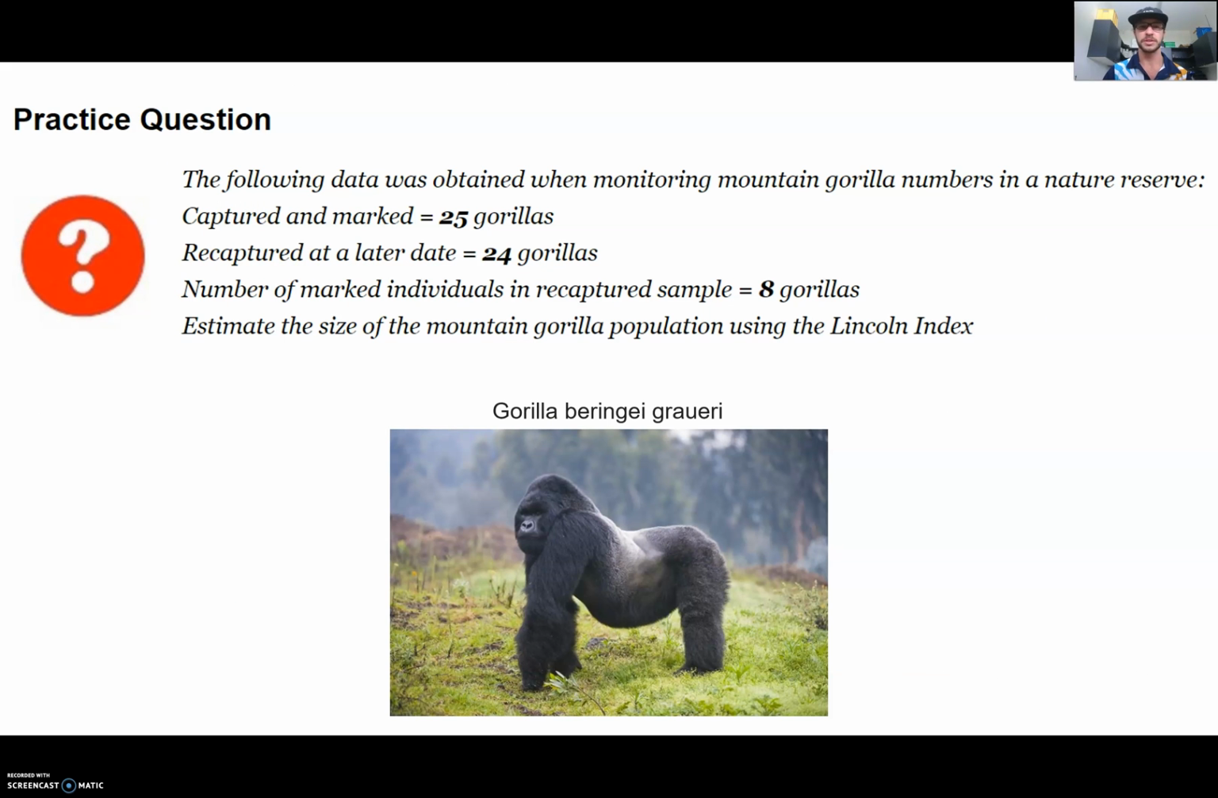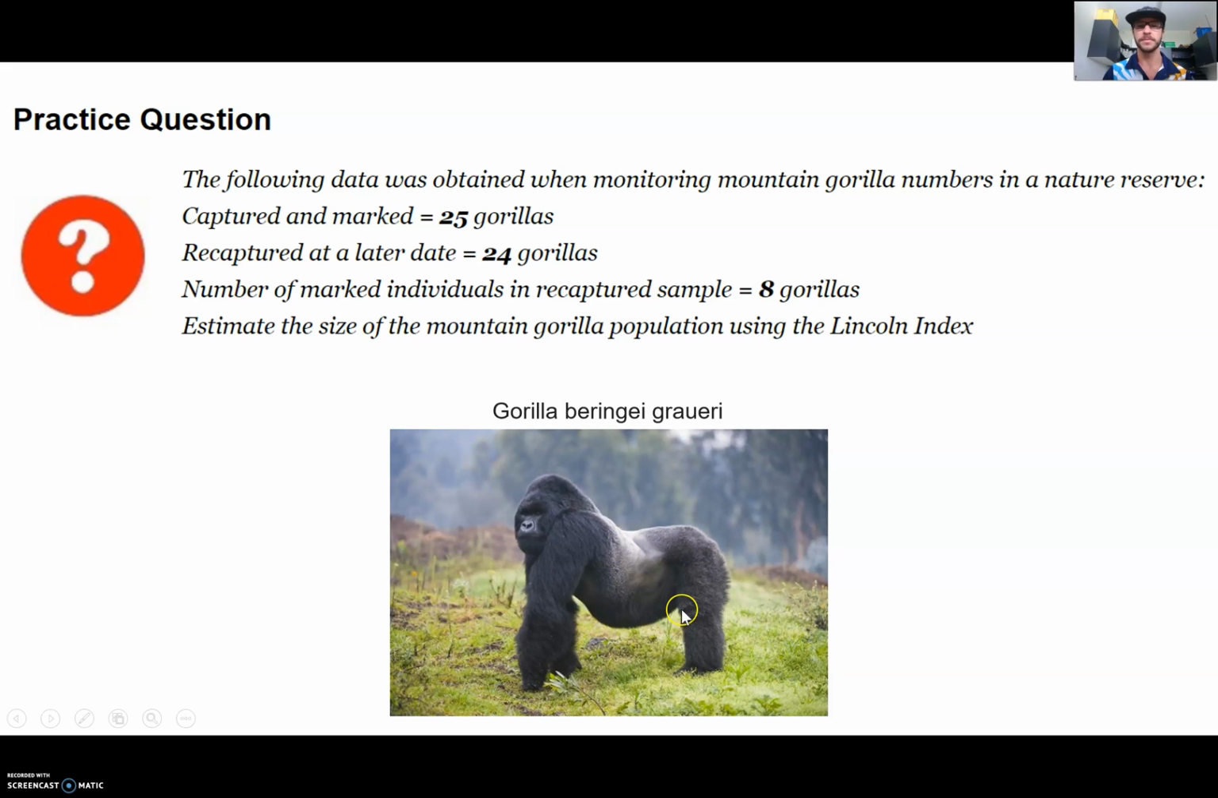So, a practice question. Here is a silverback gorilla. They are the largest primate, extremely strong. They can lift up to about 800 kilograms of weight, as opposed to a trained professional human, which can lift about 400 kilograms. To put that into perspective, a small car, such as a Micra, is about 1,200 kilograms.